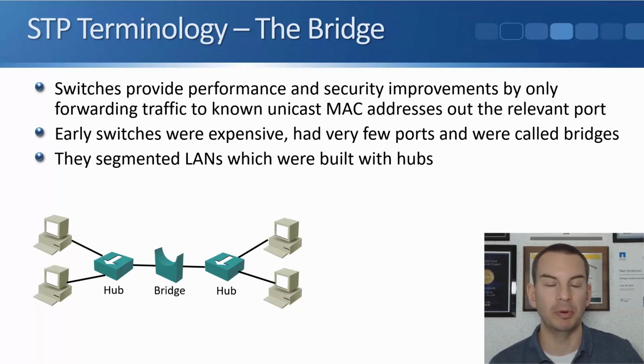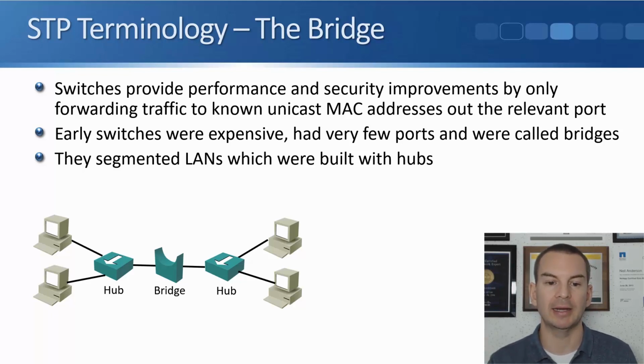Now hubs have been replaced, we use switches instead in modern networks. Switches provide performance and security improvements over hubs by forwarding traffic which is to known unicast MAC addresses only out the relevant port, rather than flooding it everywhere. But early switches were expensive, had very few ports, commonly only 2 ports, and they were called bridges. They segmented LANs which were built with hubs elsewhere.